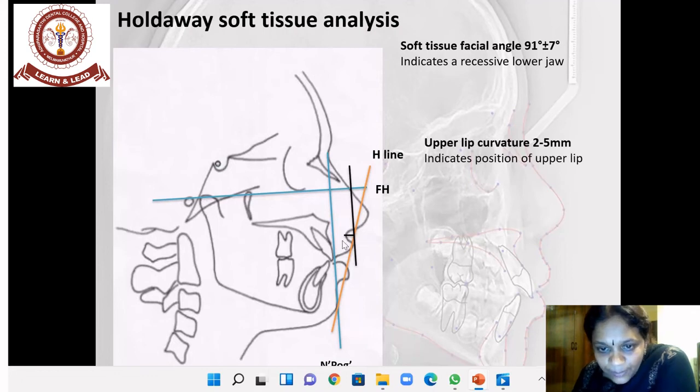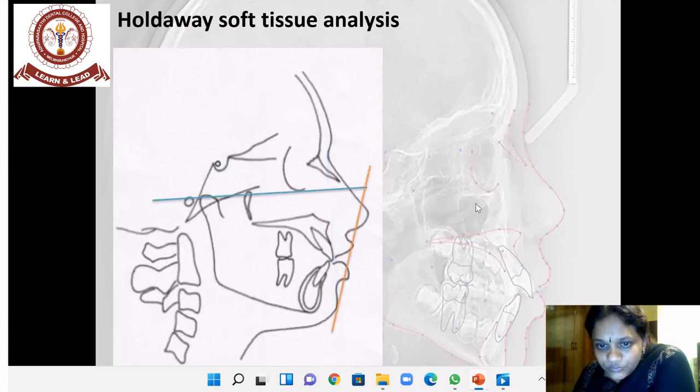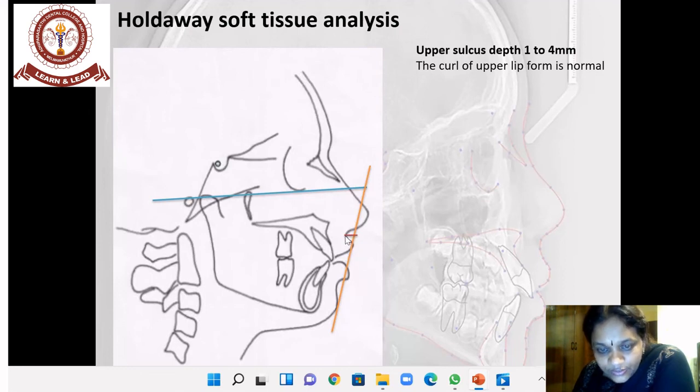Then comes your upper lip curvature. This indicates the position of the upper lip in relation to your facial axis. Upper lip sulcus depth: from the H line, how deep your upper sulcus is. This is a linear measurement. So this tells you the severity of curl of the upper lip.